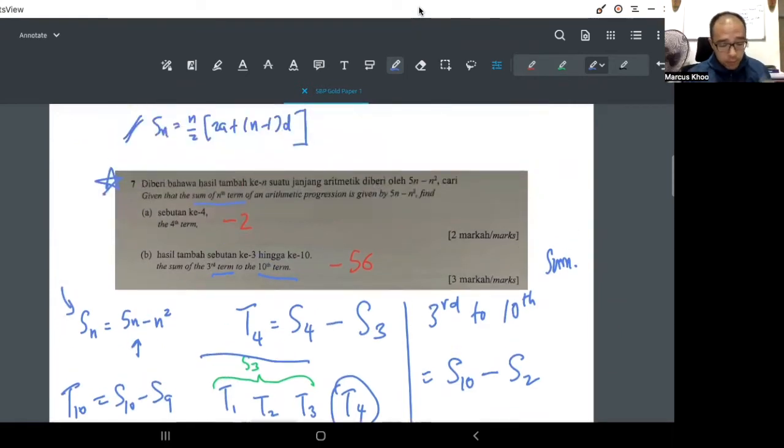Okay, so when you substitute correctly using this formula, everybody, this one don't use. Why? Because you've already been given a new formula, so don't use the original formula. You should be able to get both these answers, which are -2 and -56.